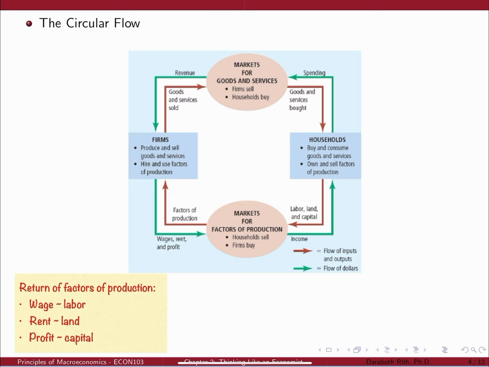In addition, I would like to convey that returns of factors of production are wage for labor, rent for land, and profit for capital.